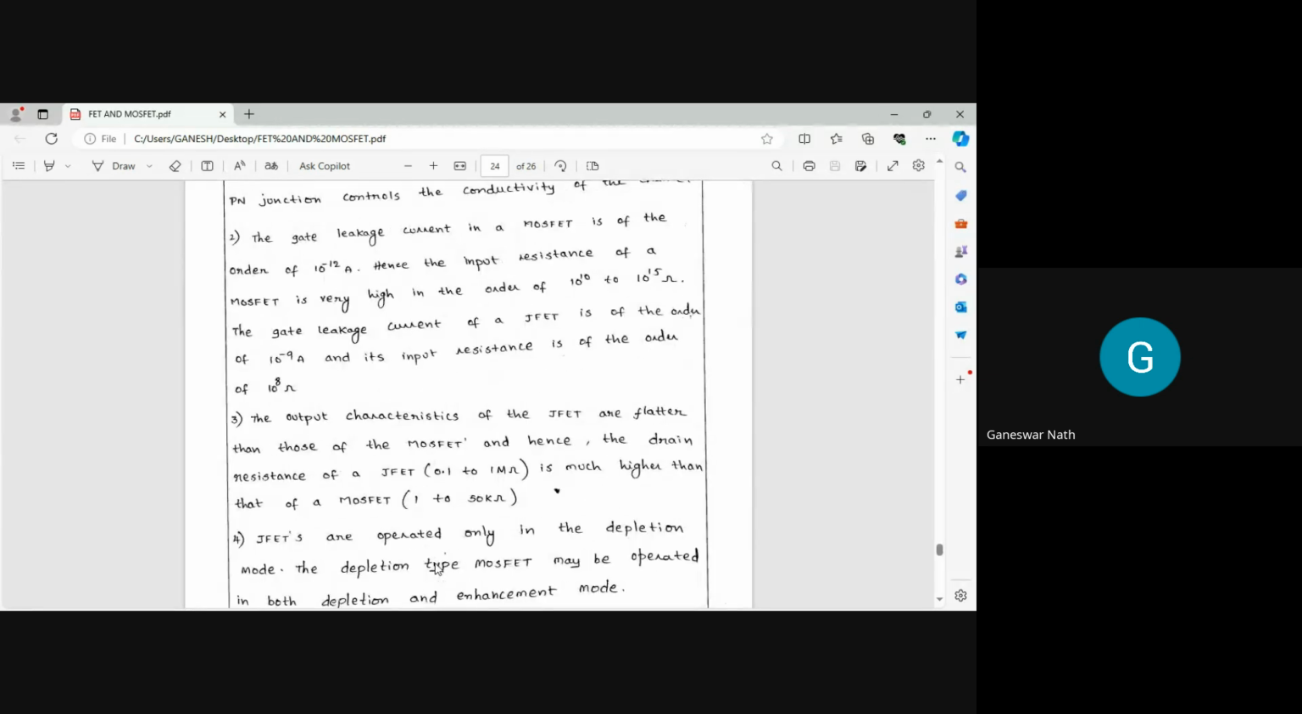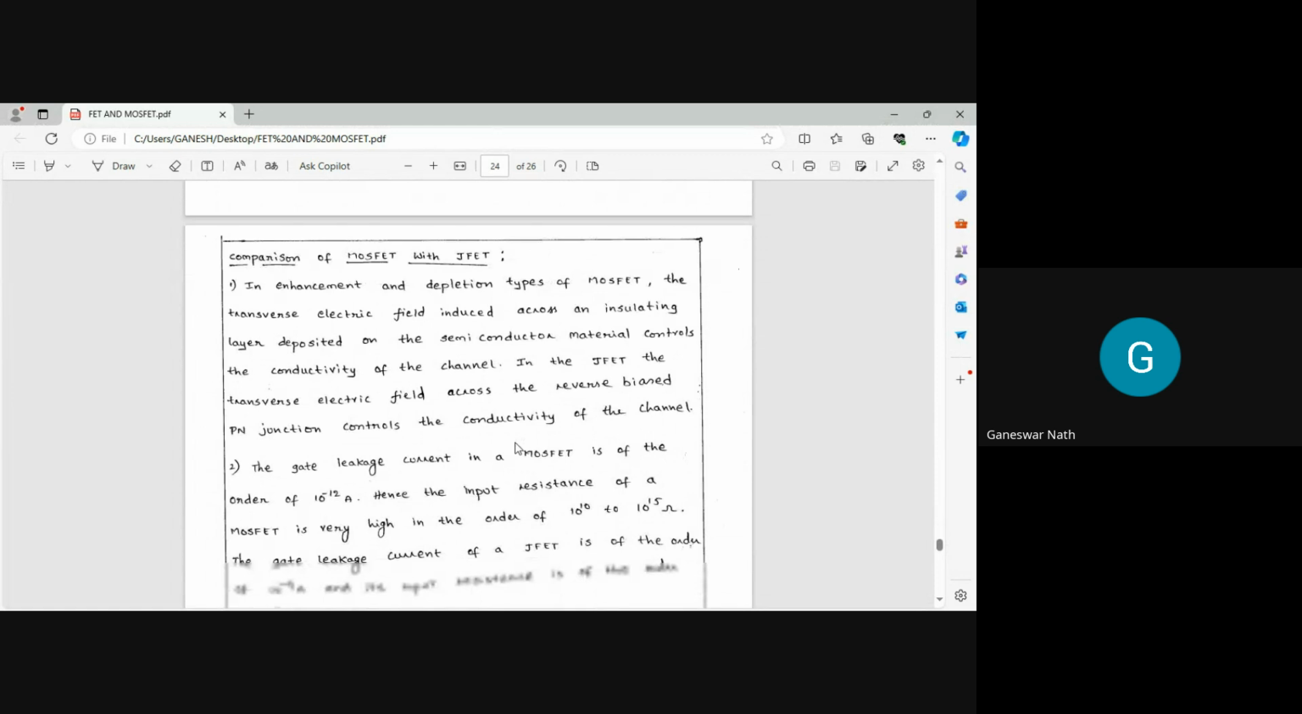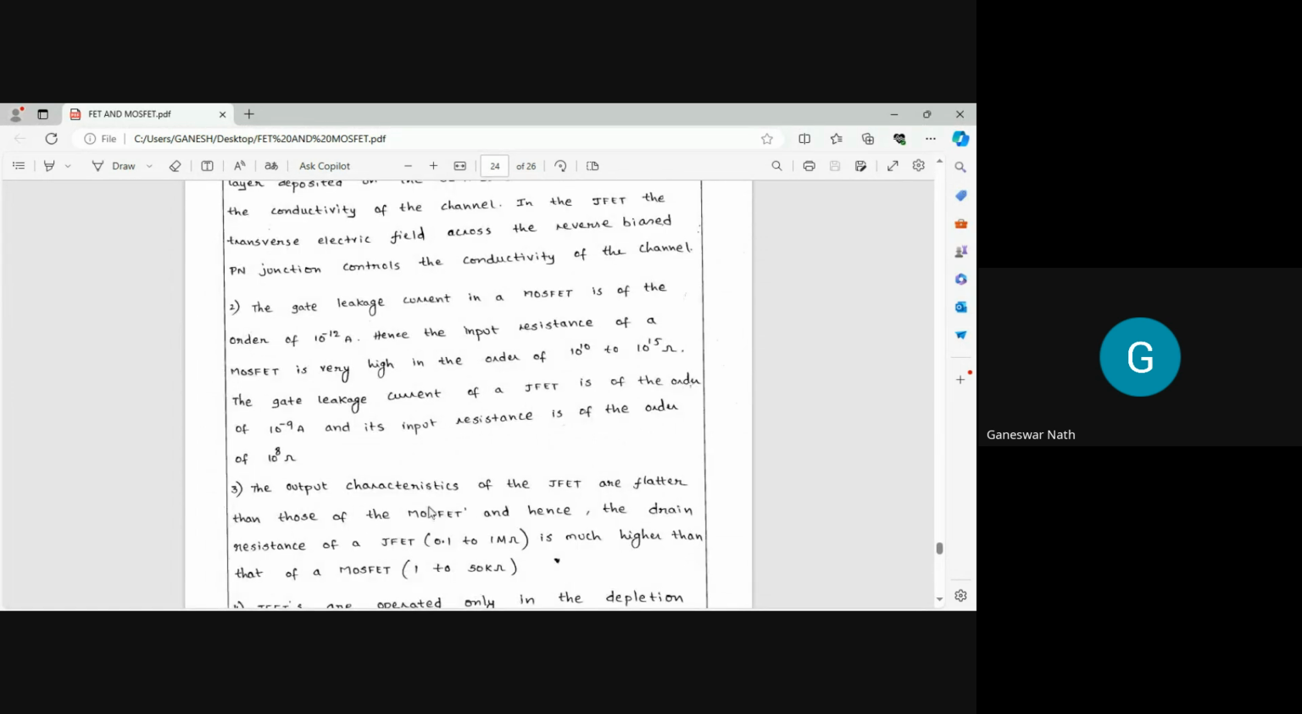Similarly, the output characteristics of the JFET are flatter than those of the MOSFET. If you can see the output characteristics, in the case of the JFET they are more flat compared to those of the MOSFET. Hence, the drain resistance of a JFET is of the order of 1 megaohm, which is much higher than that of the MOSFET.